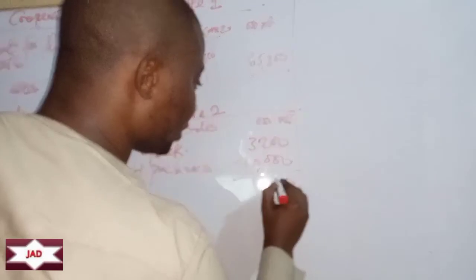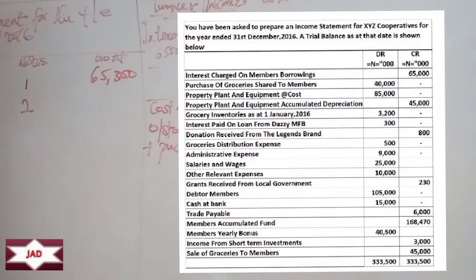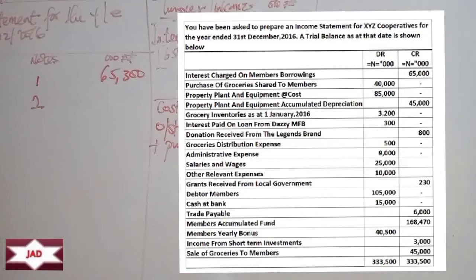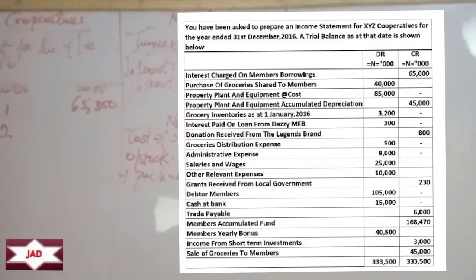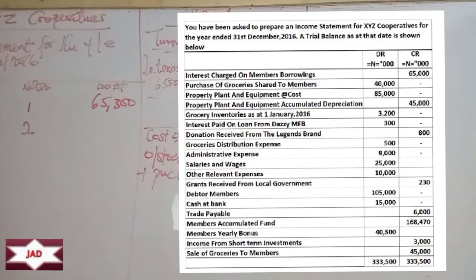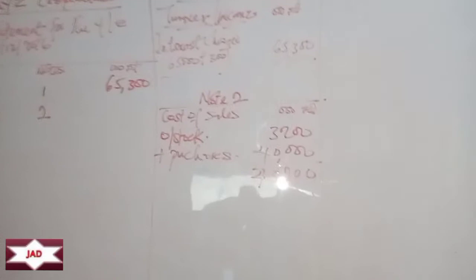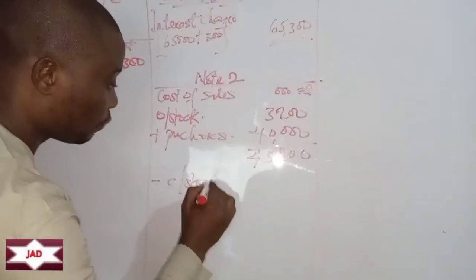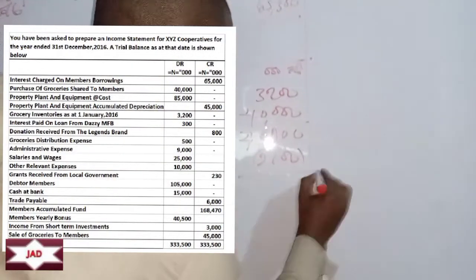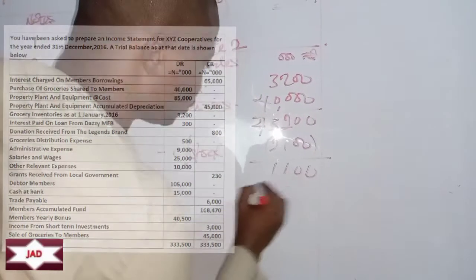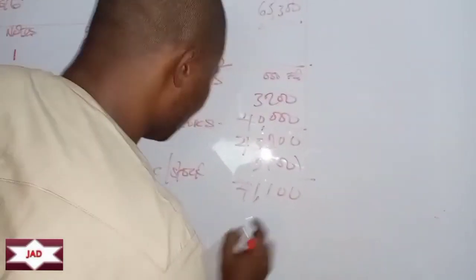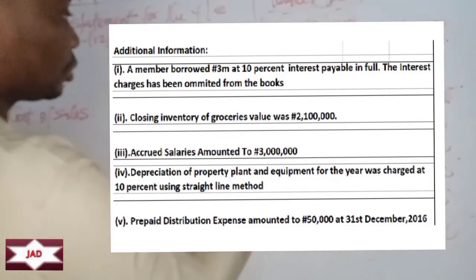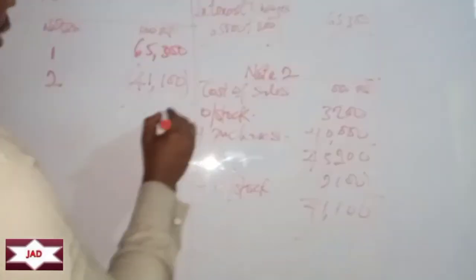I can see purchase of groceries, 40,000. That's like 40 million basically. If you add, you have 43,200. So is there any returns outward on groceries? Nothing like that. So I can see closing stock of groceries here, 2,100.